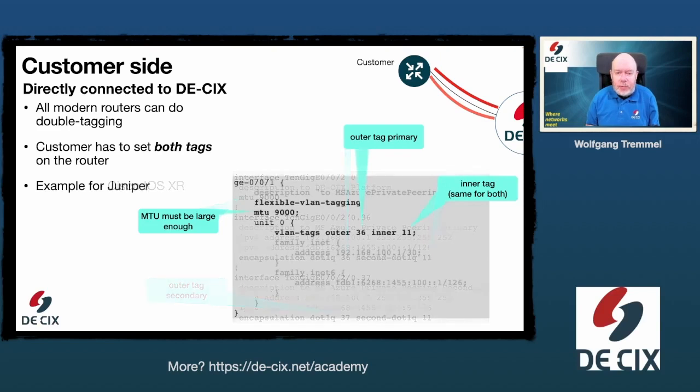Well, this is an example for Juniper. Also, you configure both tags, the inner and the outer, and I'm showing here only the primary connection.